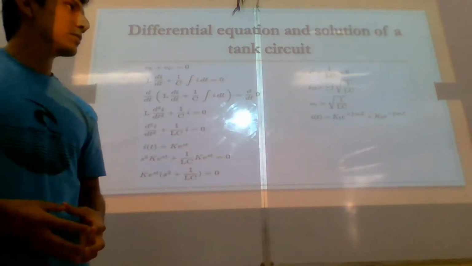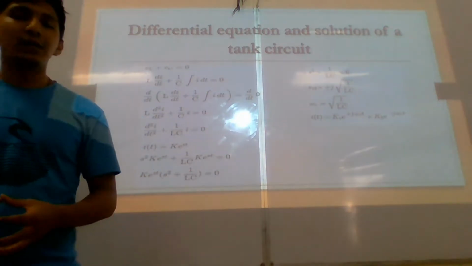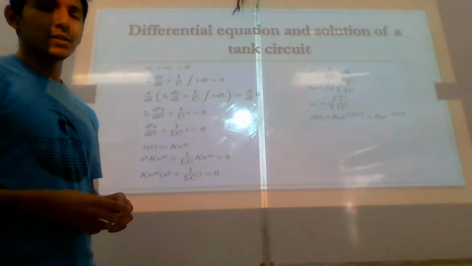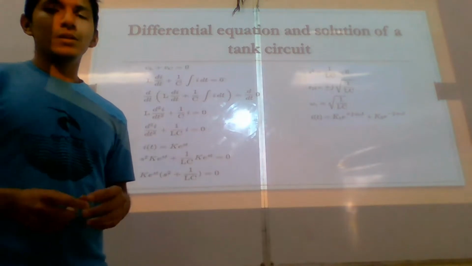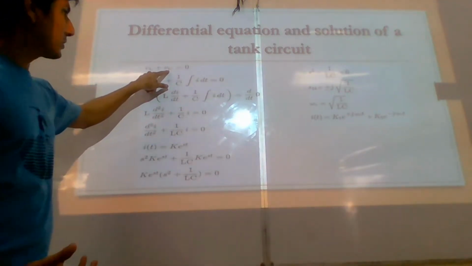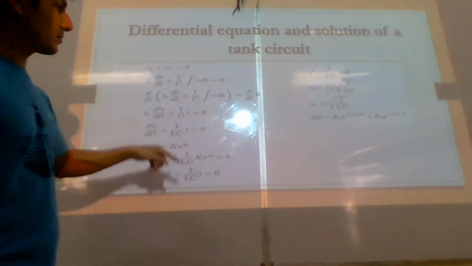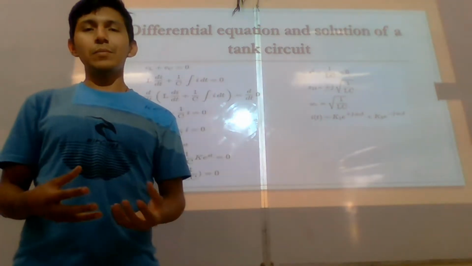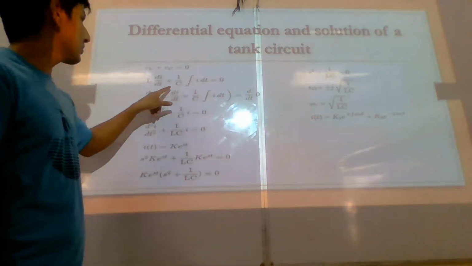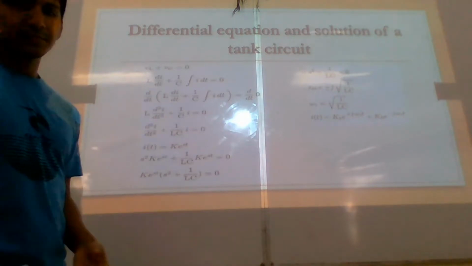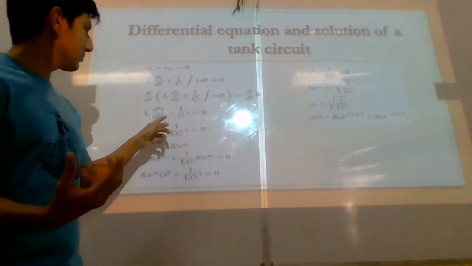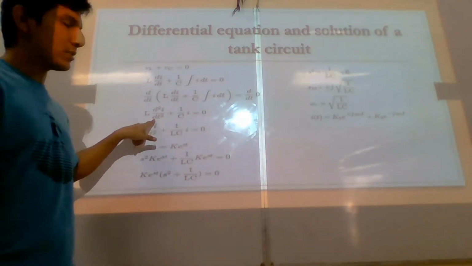Differential equation and solution for the circuit. In the circuit, we notice that the sum of the voltages is equal to 0. The voltages are those of the capacitor and the inductor. The capacitor is represented by the integration, and the inductor by the derivative. We differentiate each term to obtain a second order equation.